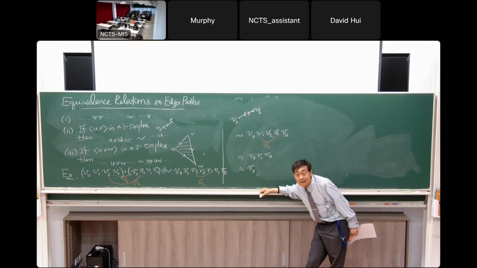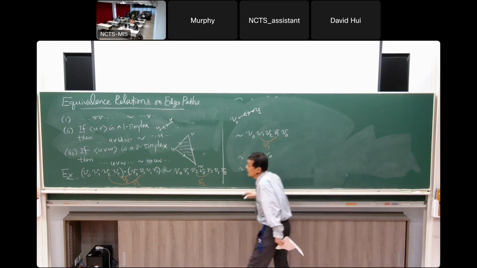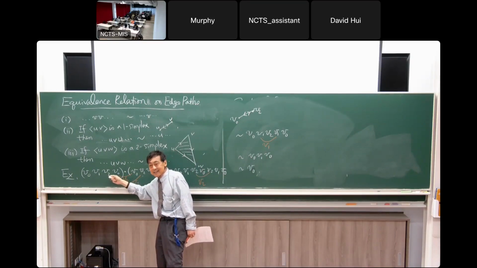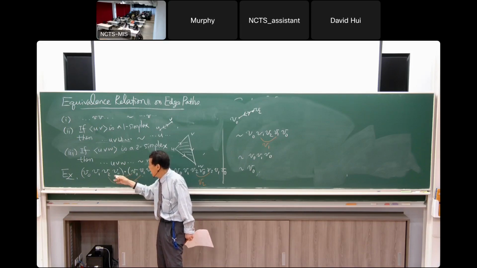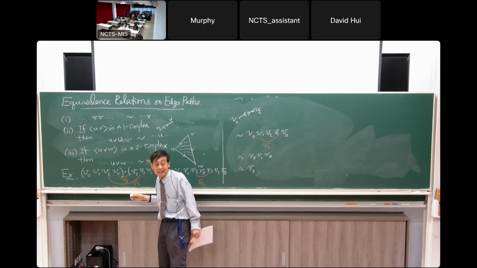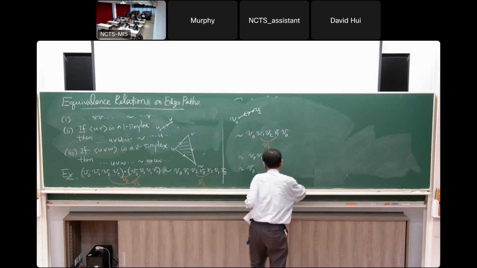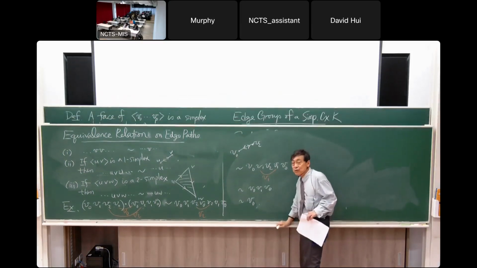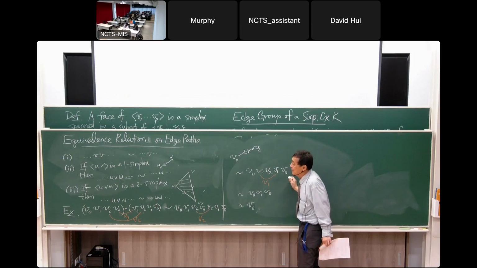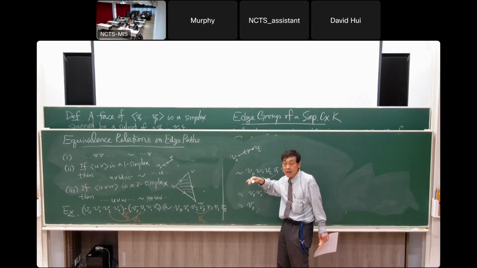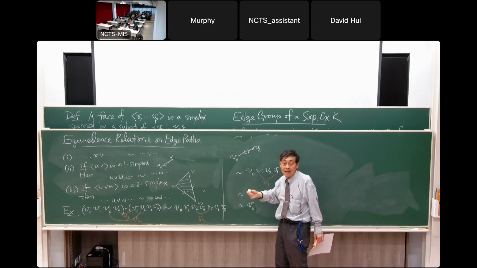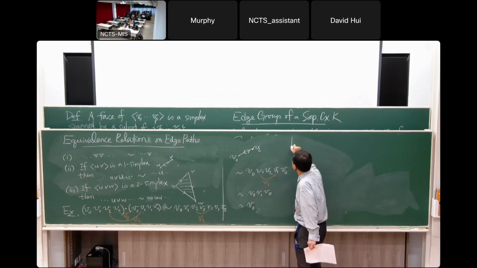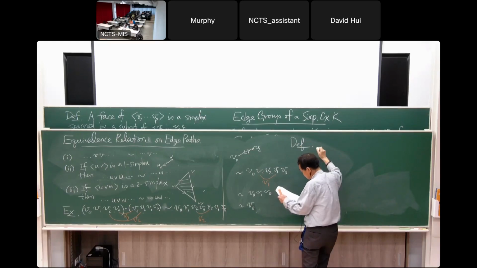Okay? Yeah. So what that means is that if you write down any edge loop, it has an inverse, okay, just by reversing the order under this equivalence relation. Okay? Yeah, so the edge group is defined to be all the edge loops modulo this equivalence relation. Okay?